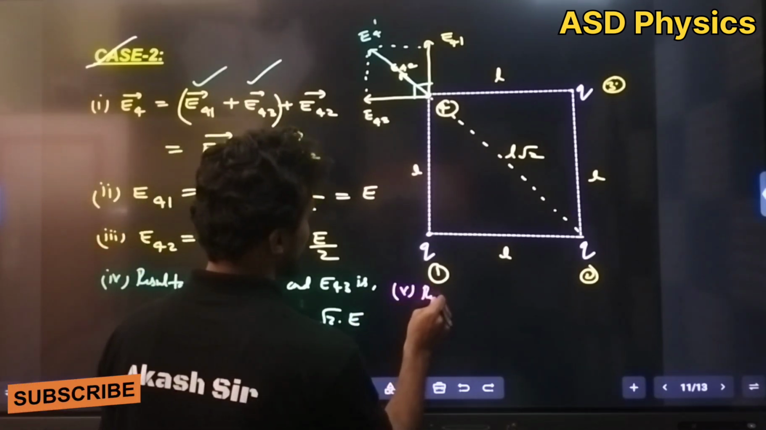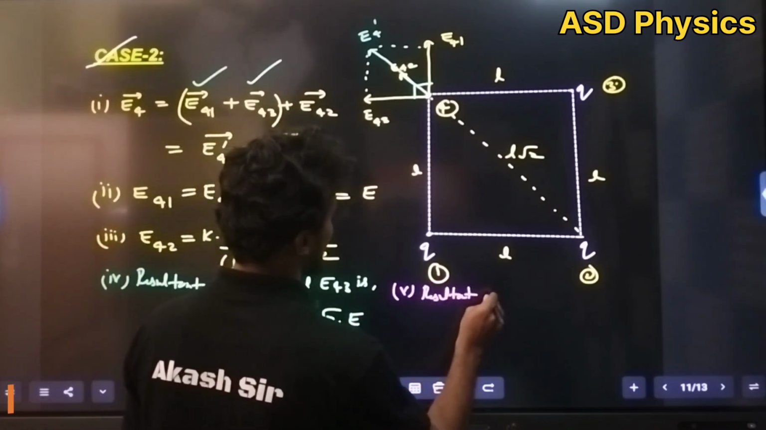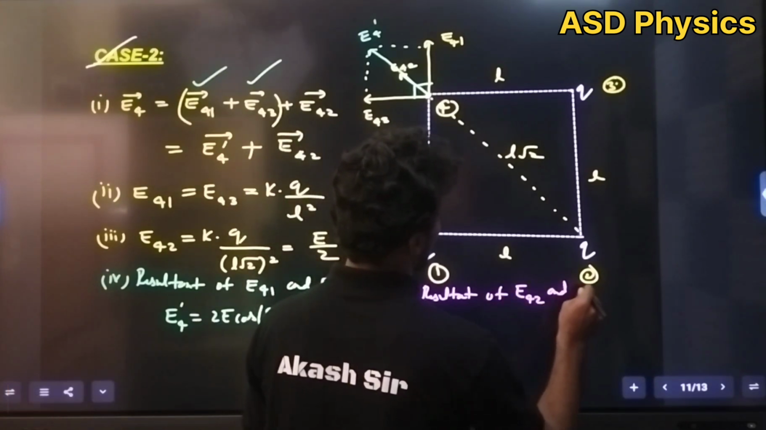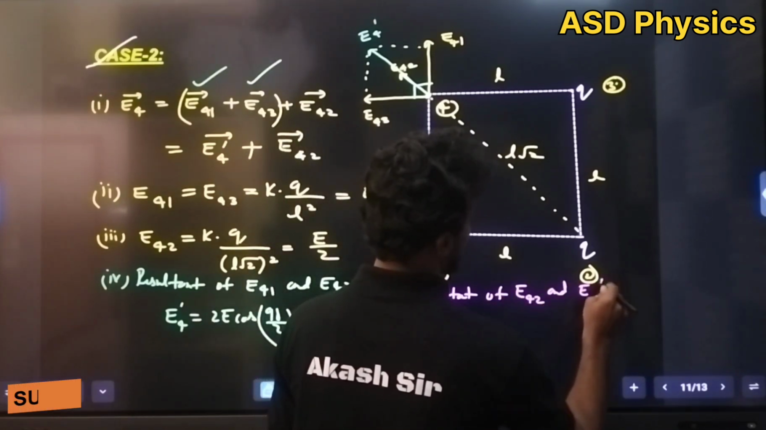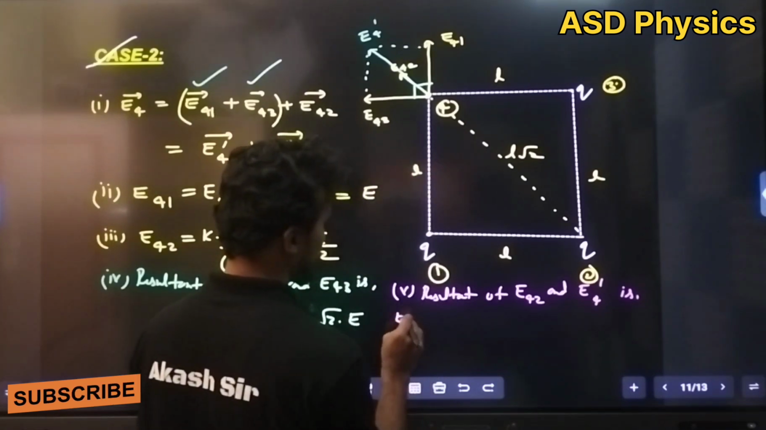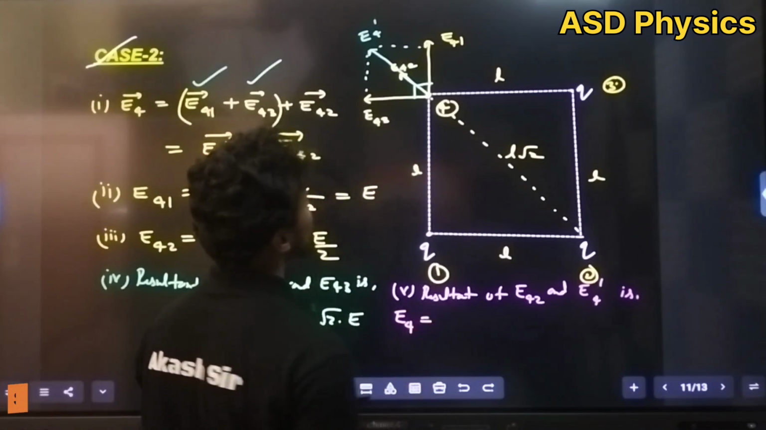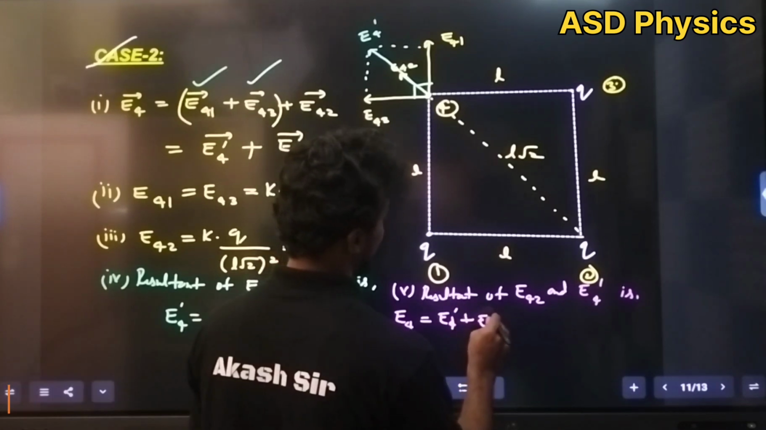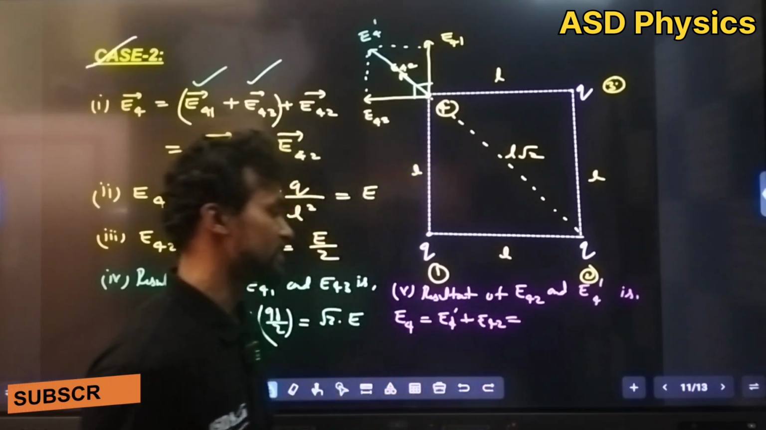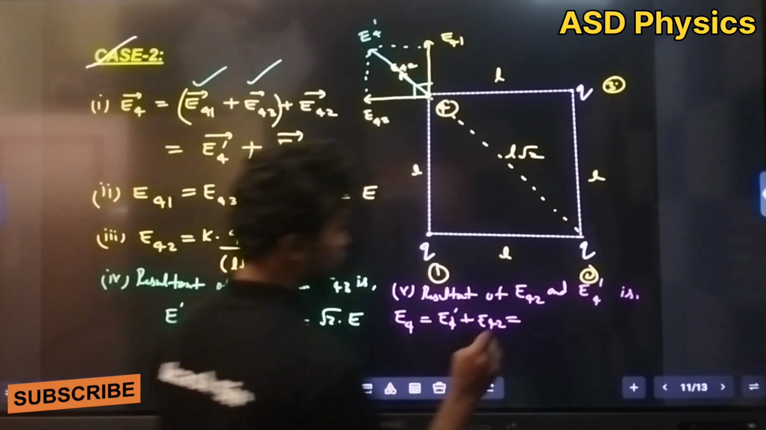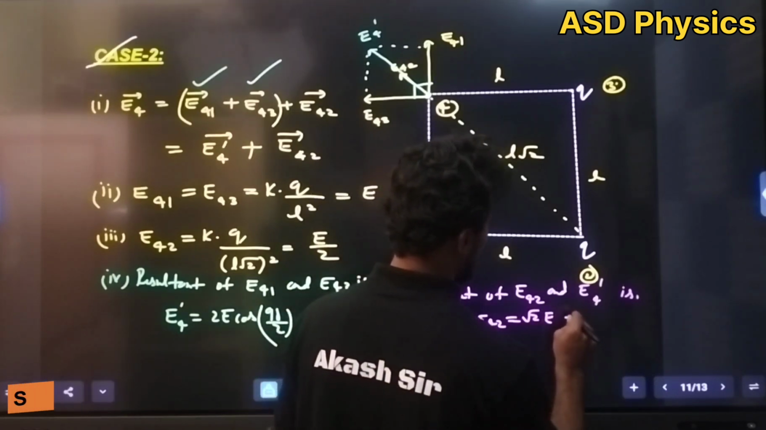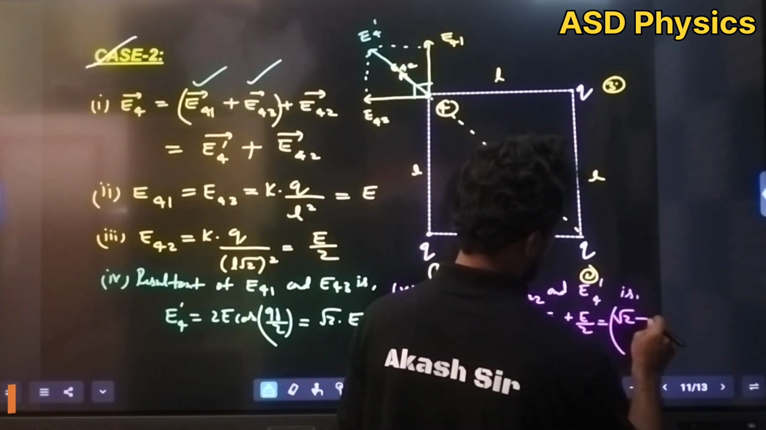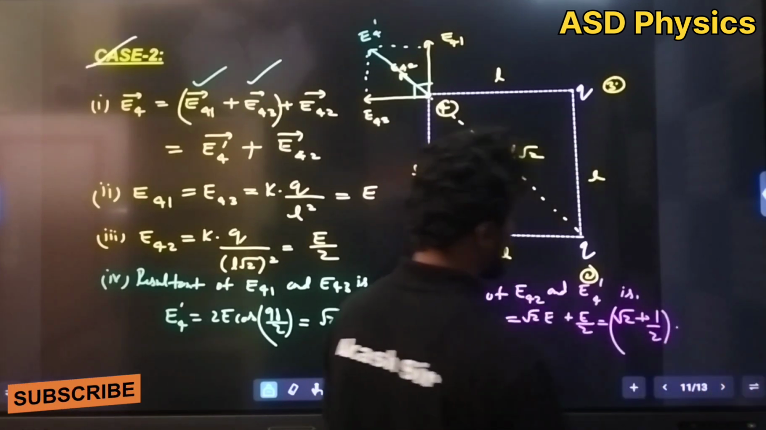So again I am writing here, the resultant of which ones? This one, E42 and E4 dash. So the overall resultant E4 is equal to E4 dash plus this one here, E42. Both are in the same direction, that's why we are just adding here. E4 dash, how much have we got? Root 2 E. And E42, how much? E by 2. So simplify this, root 2 plus 1 by 2, E will come.